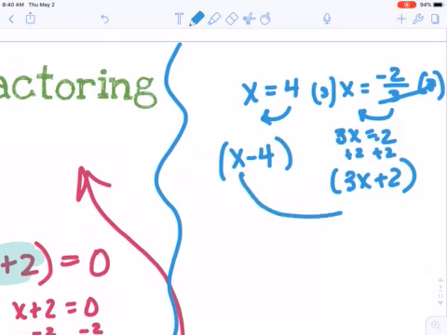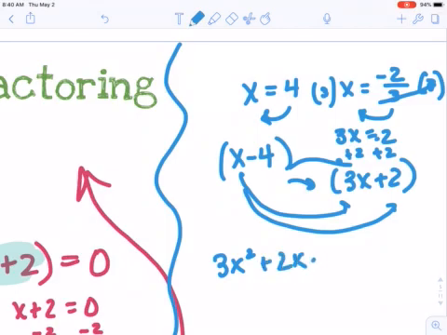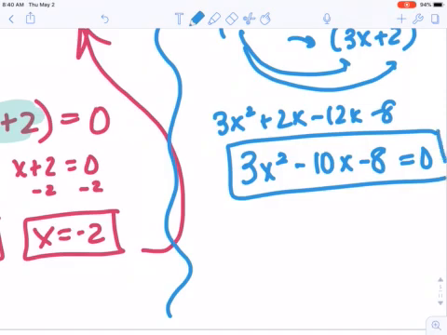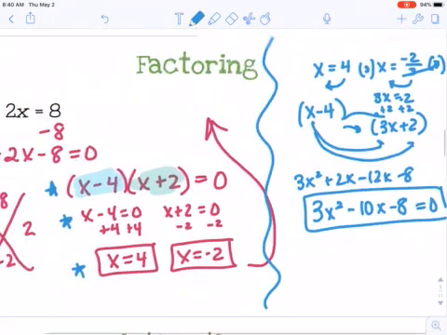The way you turn it into an equation is then just to multiply it all out. Okay, so I'd have 3x squared plus 2x minus 12x minus 8. So then I'd write that 3x squared minus 10x minus 8, and that would be my equation. Okay, so I just wanted to give you a quick reminder that you can also go back through the process by changing the roots back into factors and then multiplying.